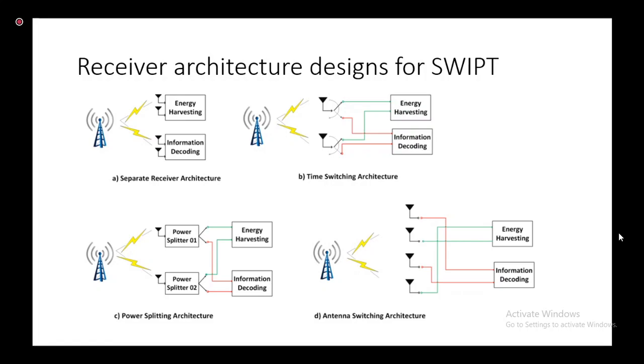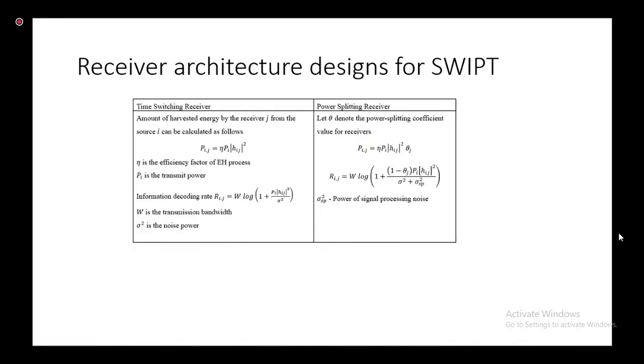These are some of the receiver architectures. A separate receiver can be used for energy harvesting and information decoding, and we have the time switching architecture. For a particular amount of time, it will do the energy harvesting, and for a particular amount of time, it will do the information decoding. And the power splitting architecture: a part of the power will be used for energy harvesting, and a part of the power is used for information decoding. So there will be a trade-off. And we have the antenna switching architecture, where alternate antennas are used for energy harvesting and information decoding.